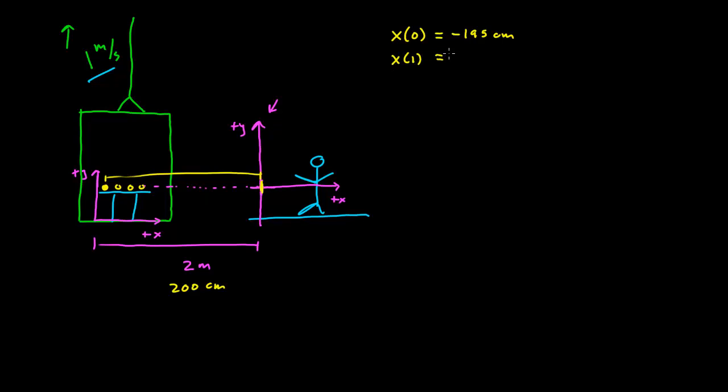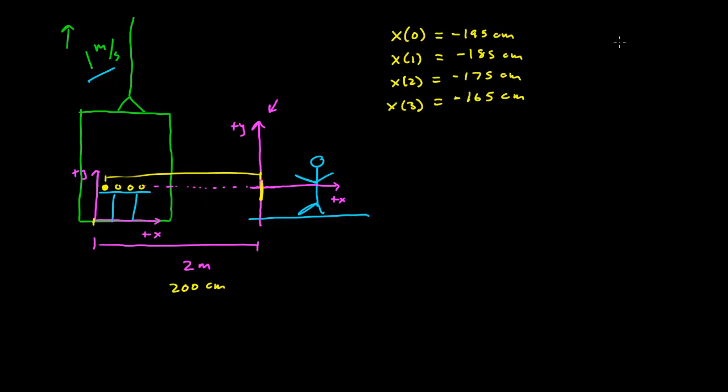So x of 1 is negative 185 centimeters. X of 2 is then negative 175 centimeters. And x of 3 is equal to negative 165 centimeters. As it made it 35 centimeters relative to the old 0, it's now 165 away from this 0.